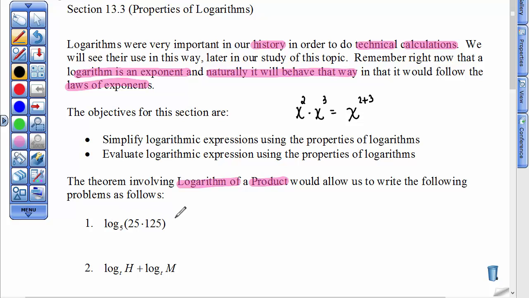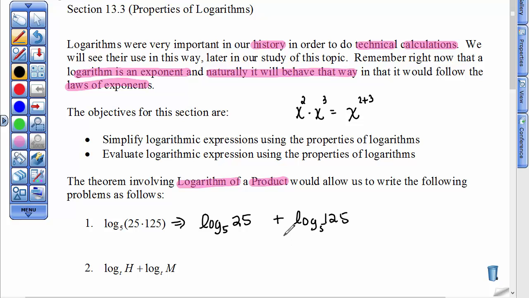So I'm going to prove to you that it would be true that the log of 25 times 125 could be written as the sum of two individual logarithms, the log of 25 plus the log of 125, just like here where I was multiplying and I could add. When I'm multiplying, I can add the individual logarithms. I would have to insert the base of 5.